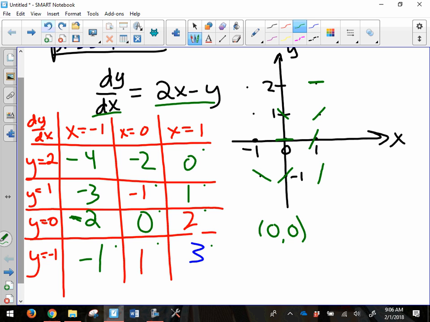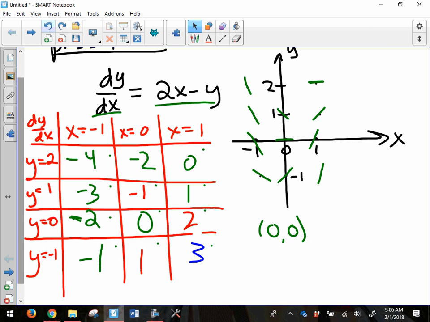Negative 1 comma 0, that's negative 2, so that's not quite steep enough. That's got to be steeper than negative 1. Negative 1 comma 1 has a slope of negative 3, steeper still. And negative 1 comma 2 has a slope of negative 4, and that's got to be even steeper.